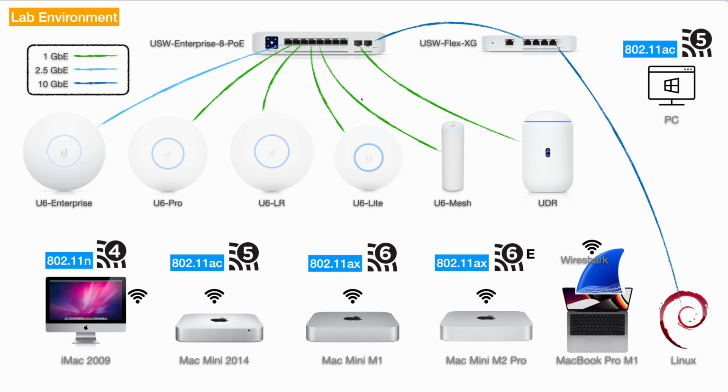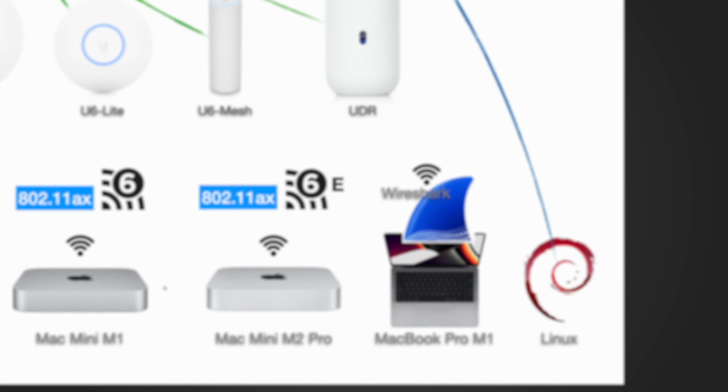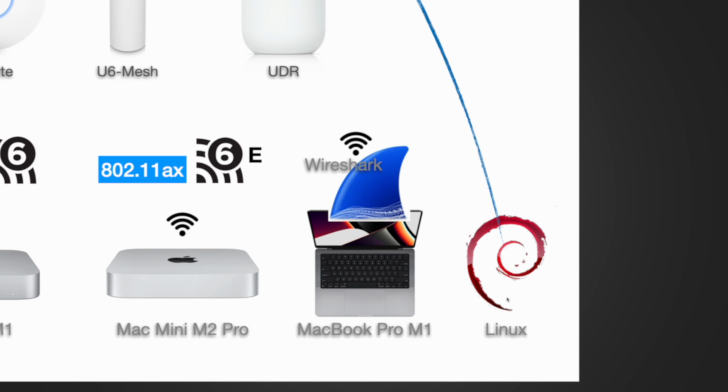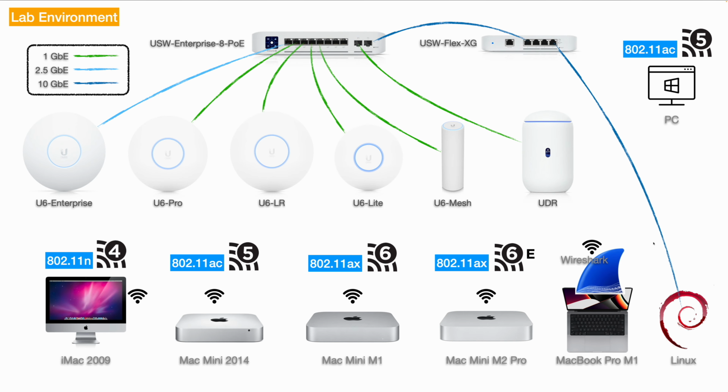This is my lab environment. I have 5 different Unifi access points plus an UDR. I use 4 different Mac machines to test the different Wi-Fi standards from Wi-Fi 4 to Wi-Fi 6E. In some situations, I need to capture the Wi-Fi frames to better understand how things work. So I use another Mac to capture packets and to view them in Wireshark. This Linux machine has 10 gigabits Ethernet connection to the switch. It has enough bandwidth for speed testing.